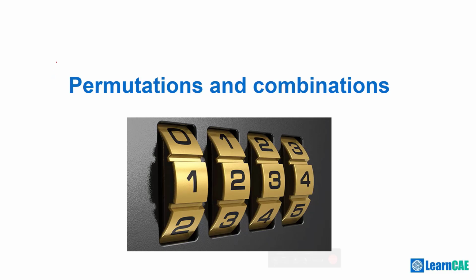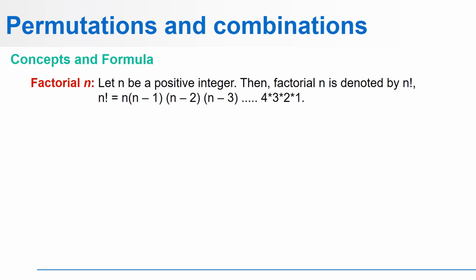In this lecture we shall see problems on permutations and combinations. Let us check the concepts and formula. First we shall see factorial of a number. Let n be a positive integer, then the factorial of n is denoted by n factorial.